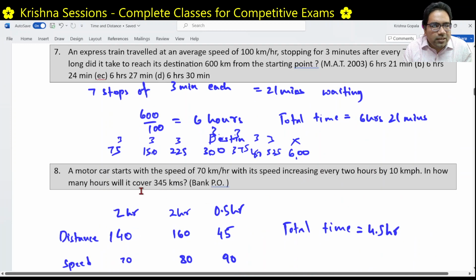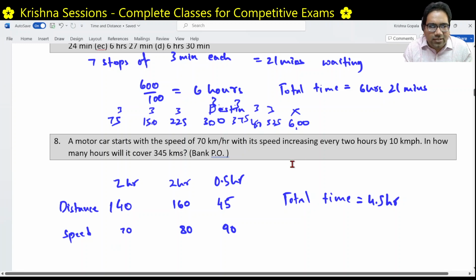Next. A motor car starts with the speed of 70 kilometers per hour, with its speed increasing every 2 hours by 10 kilometers per hour. In how many hours will it cover 345 kilometers? Every 2 hours it will increase 10 kilometers per hour. So first 2 hours, what will it do? For the first 2 hours, the speed is 70 kilometers per hour and the distance is 2 into 70, 140 kilometers.